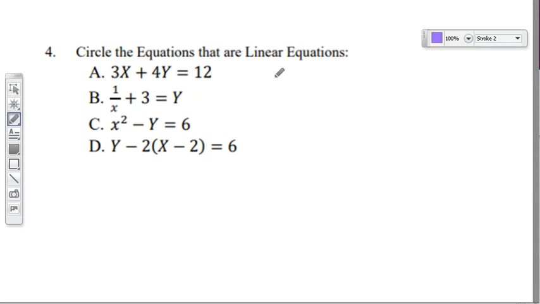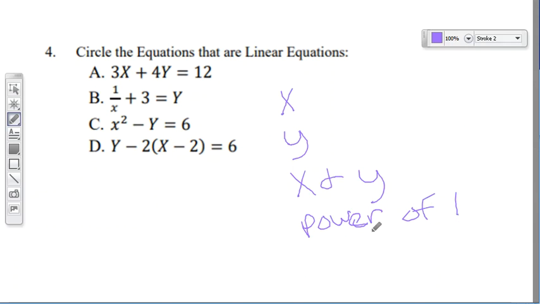Okay, next set of questions. Circle the equations that are linear equations. So remember, linear equations can have just an x, they can have just a y, they can have an x and a y. Neither variable can be raised to a power higher than 1. So the exponent of either the x or the y has to be just raised to the first power.